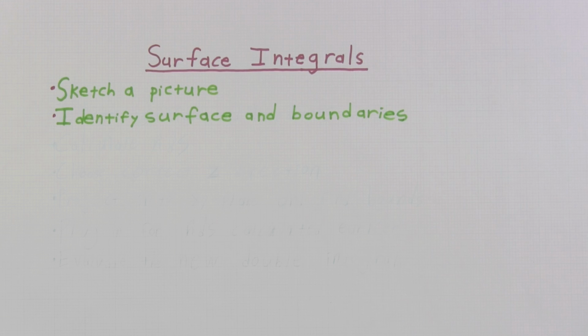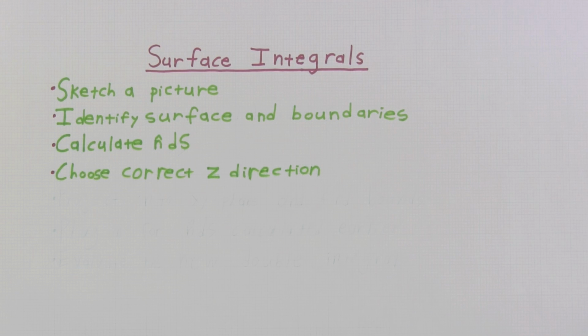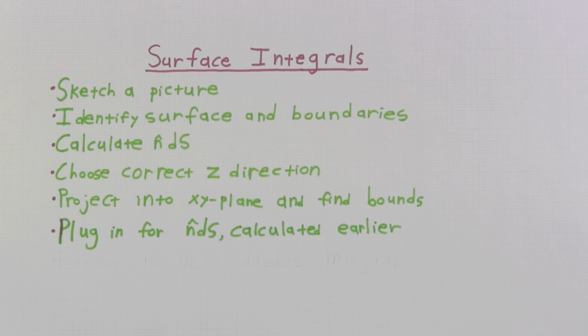The next step is to use the expressions we found earlier to calculate n hat ds. You also need to make sure that after you've calculated this, you identify which direction is the correct z direction based on the context of the problem. Next, you'll project your surface into the xy plane, and using the boundaries that you know, figure out what the boundaries of your region are in the xy plane. Plug in your expression for n hat ds that we calculated earlier, and then you should be left with a normal double integral in the xy plane that we can evaluate as usual.